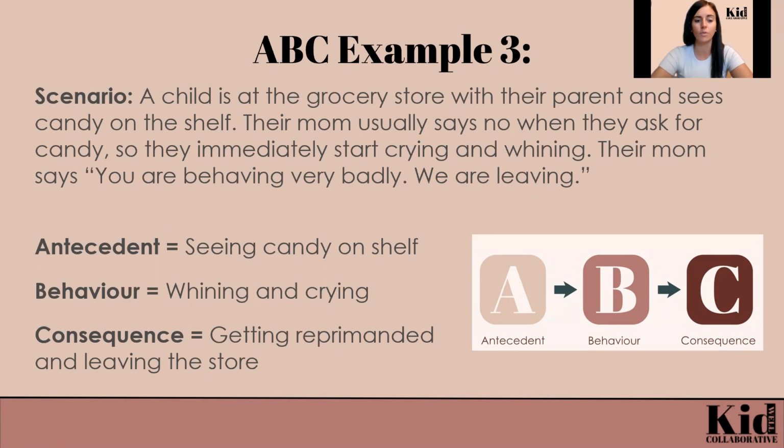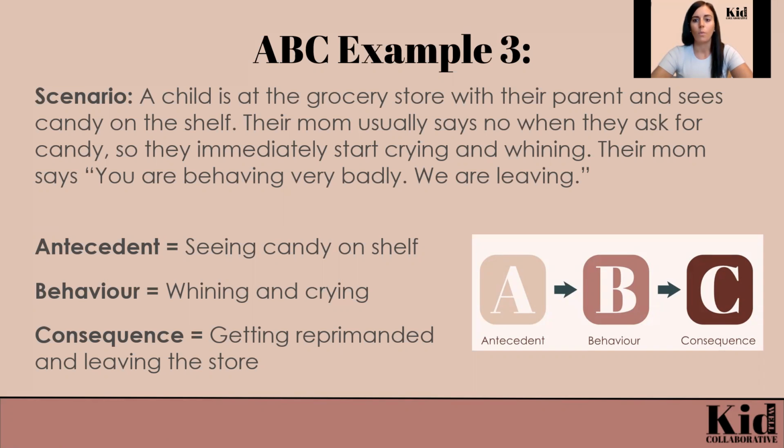So the behavior, we'll start there again, is whining and crying because we're looking at the child's behavior. And the antecedent is the same because it's the child seeing the candy on the shelf. And then the consequence is the child gets reprimanded, "You're behaving very badly," and they leave the store and don't get the candy. So this is another example of the ABC contingency.